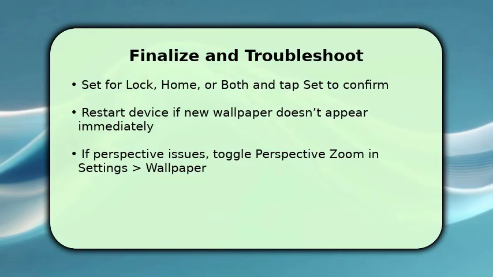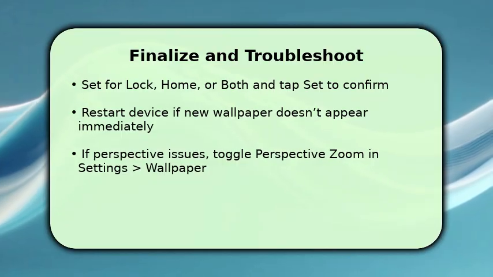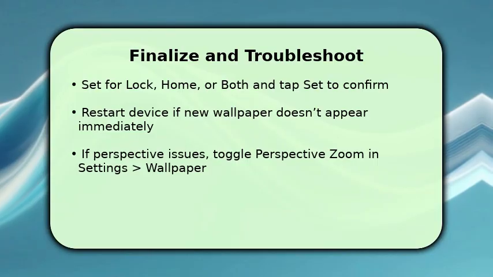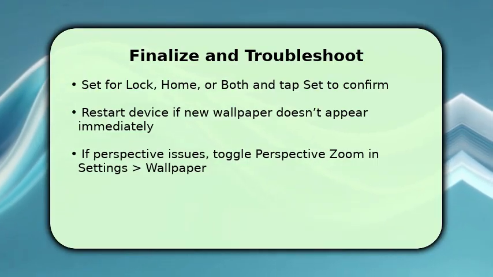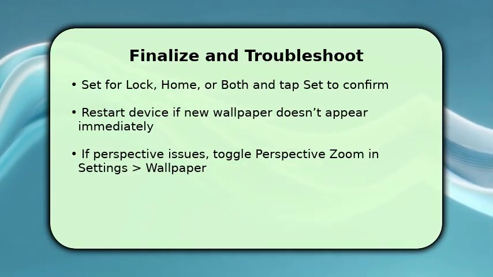You finish by confirming and testing the wallpaper across the device. After tapping Set, choose Lock, Home, or both and watch the transition to ensure alignment. If the image doesn't update, restart your iPhone X to refresh the home and lock screen caches.